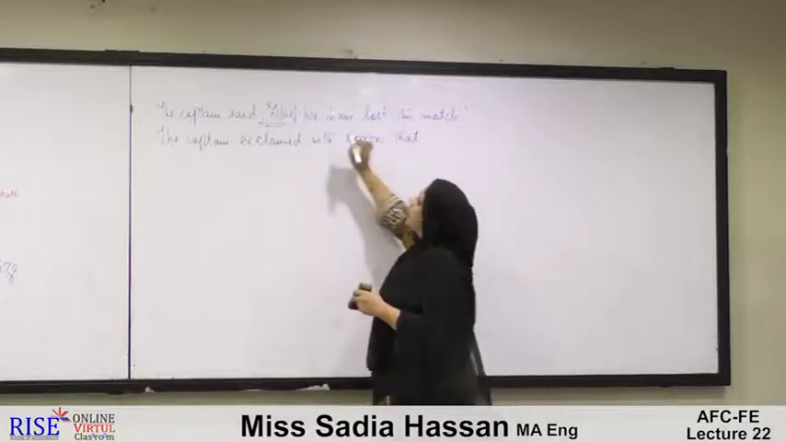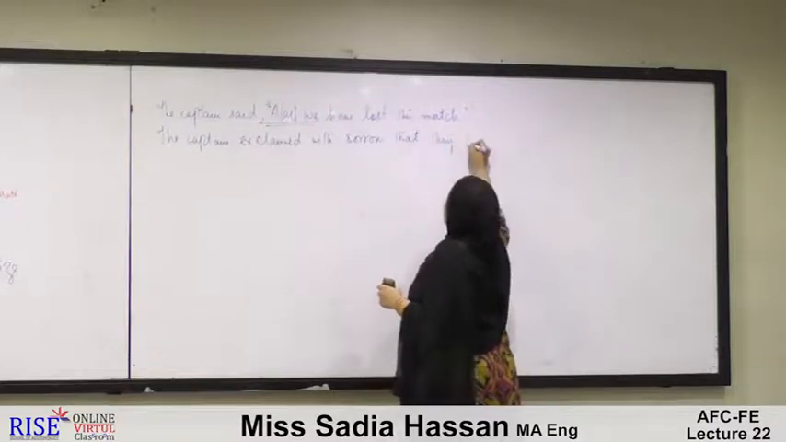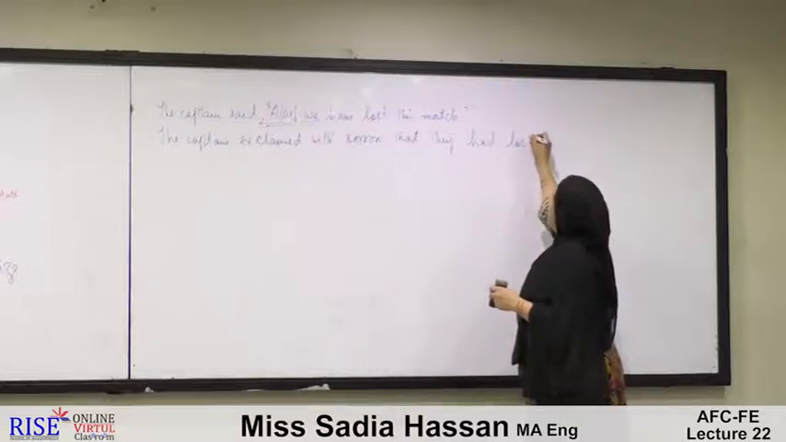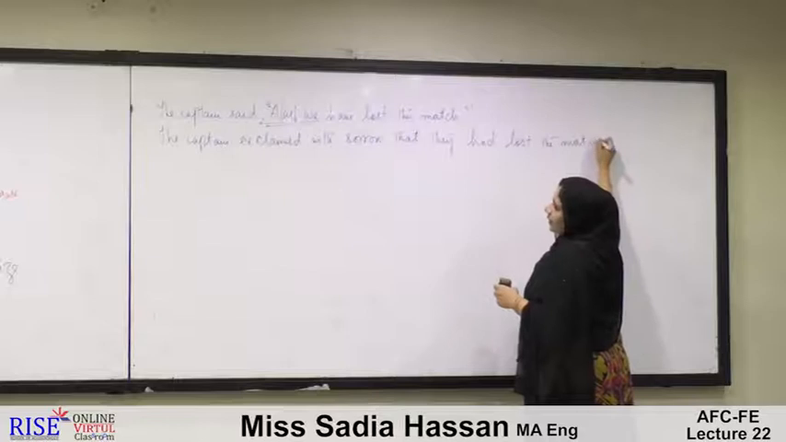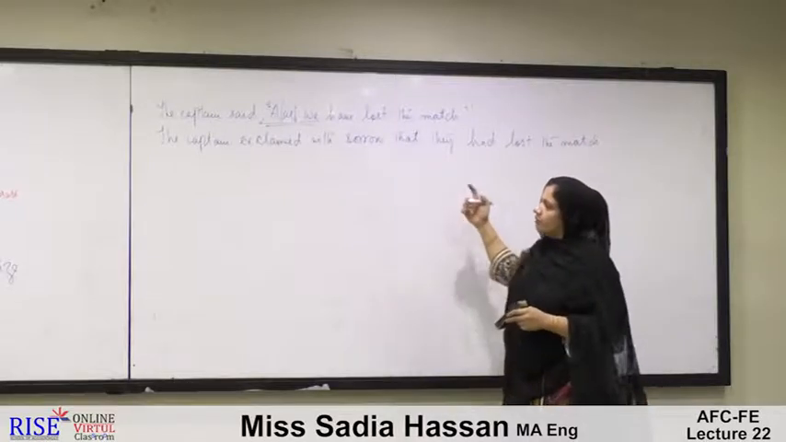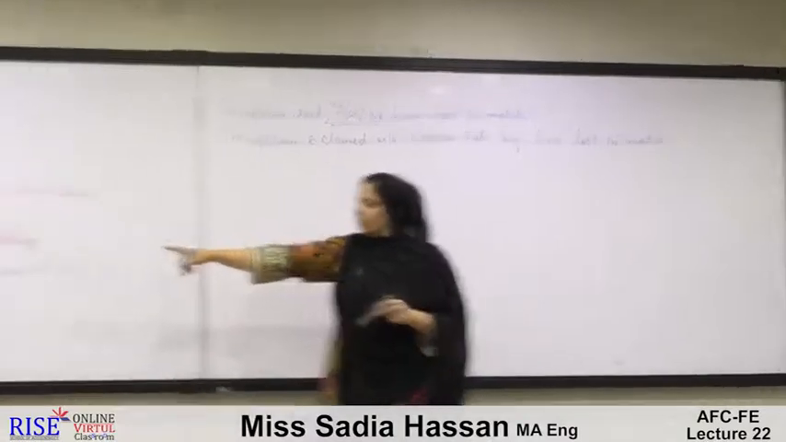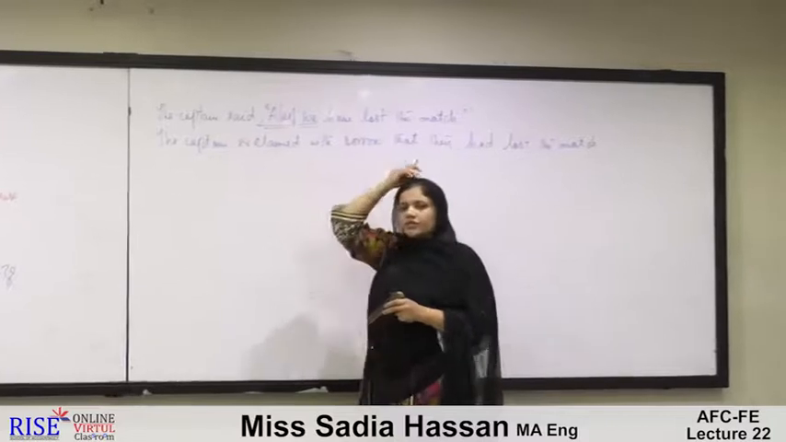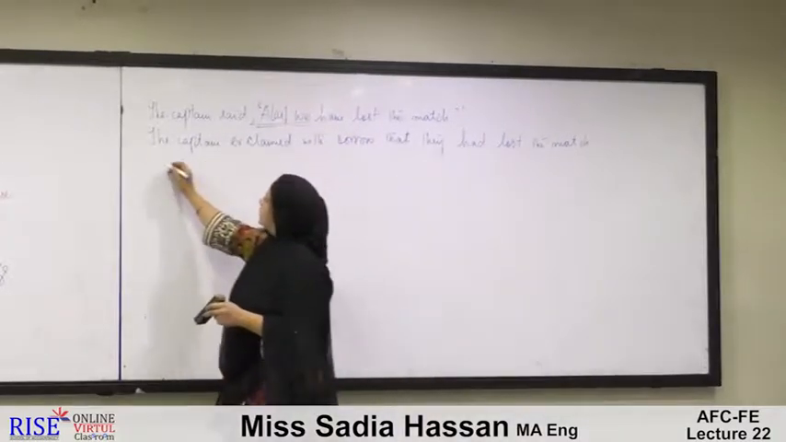We is changed into they. Have will be changed into had. That they had lost the match. The captain exclaimed with sorrow that they had lost the match. Hurrah would be replaced with the words exclaimed with joy, and alas would be replaced with the words exclaimed with sorrow. You could always write this in this way.